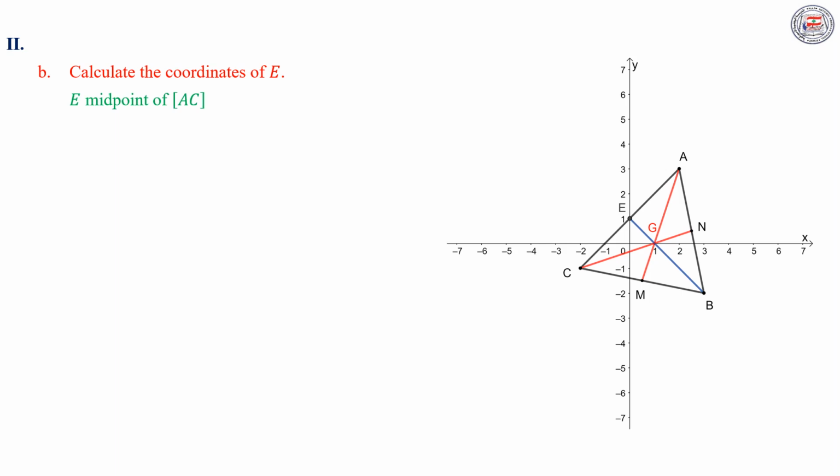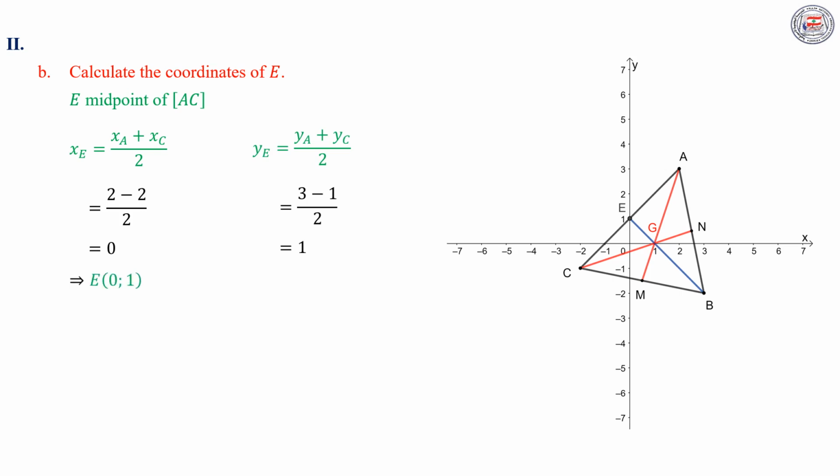So in order to calculate the coordinates of E, we have to use the same formula of any midpoint. Then xE equals (xA plus xC) over 2 equals (2 minus 2) over 2 equals 0. And yE equals (yA plus yC) over 2 equals (3 minus 1) over 2 equals 1. Then the coordinates of E are (0, 1).